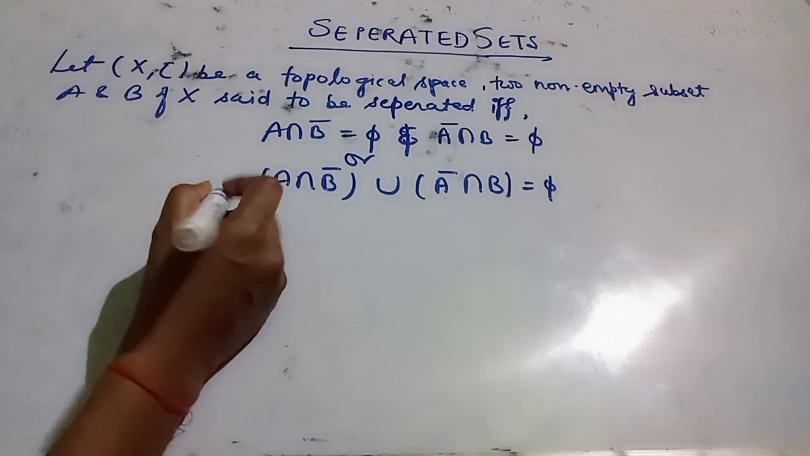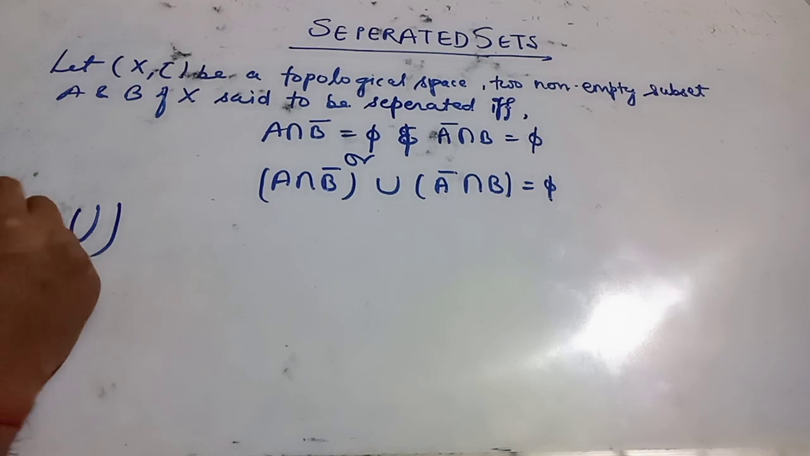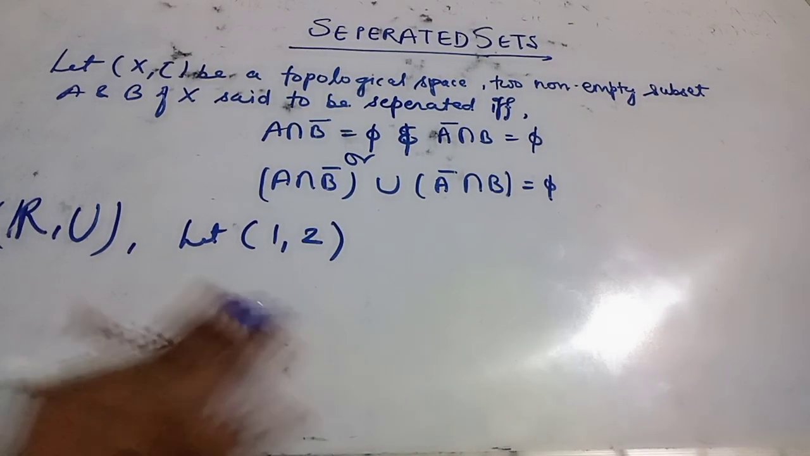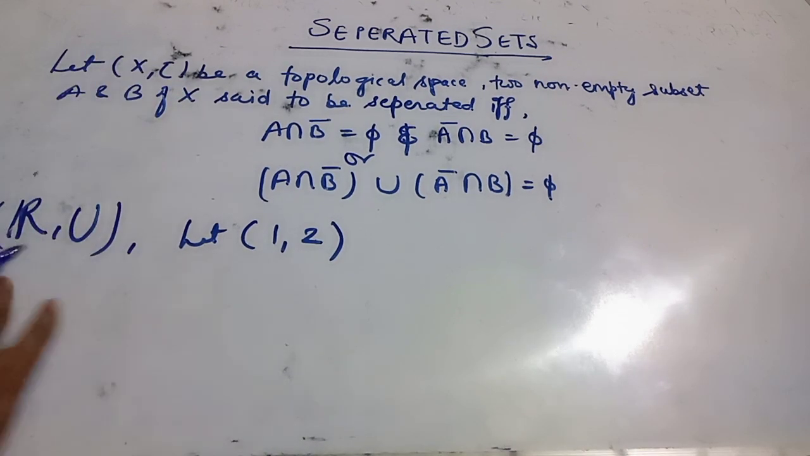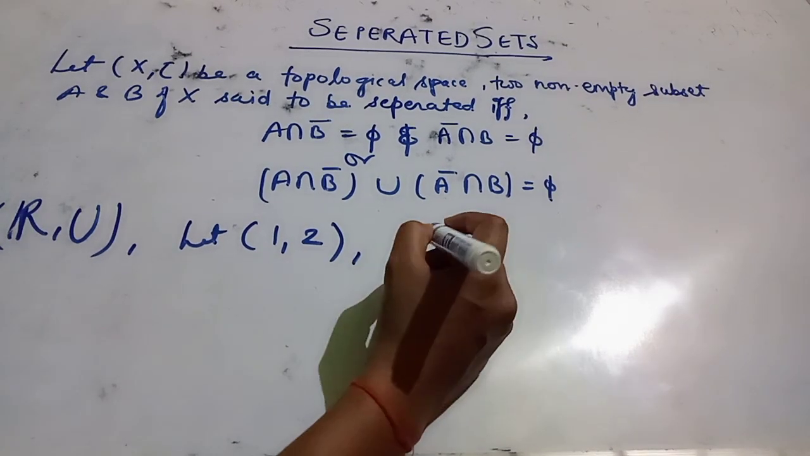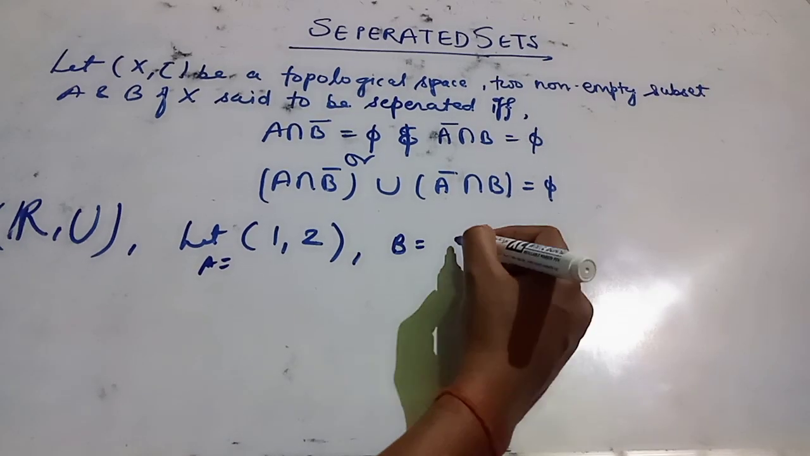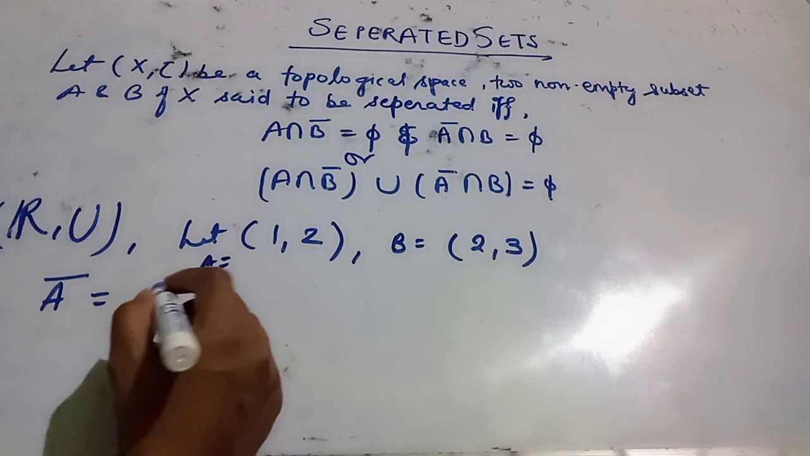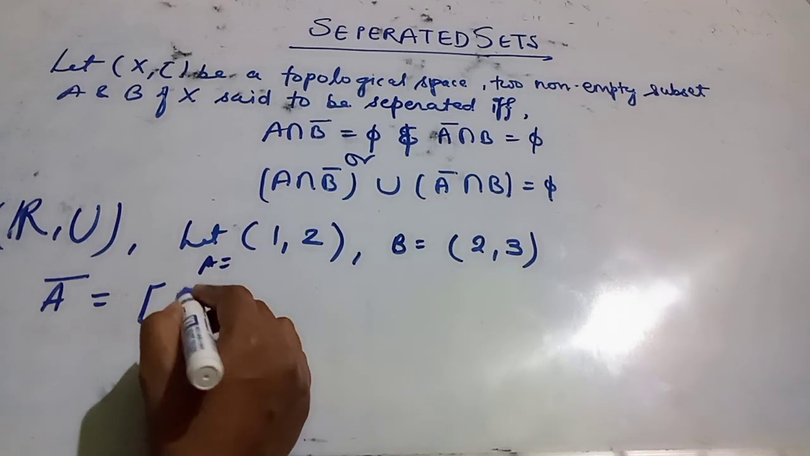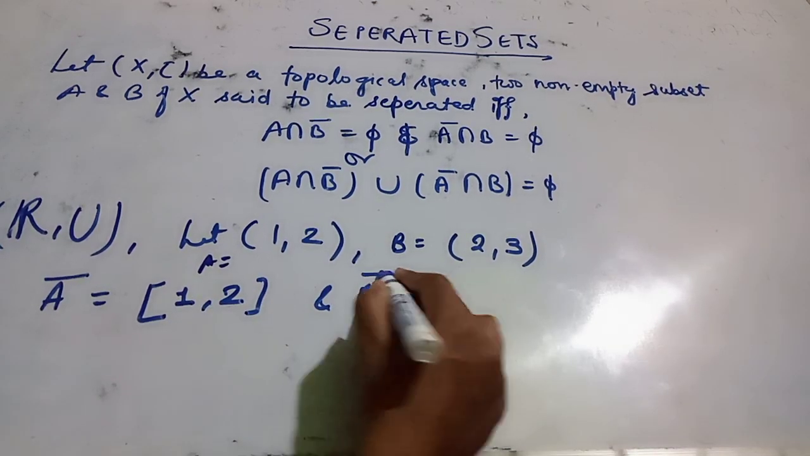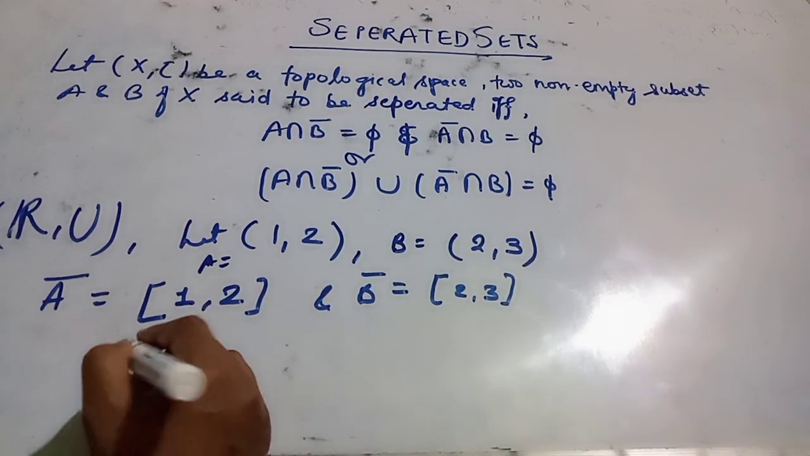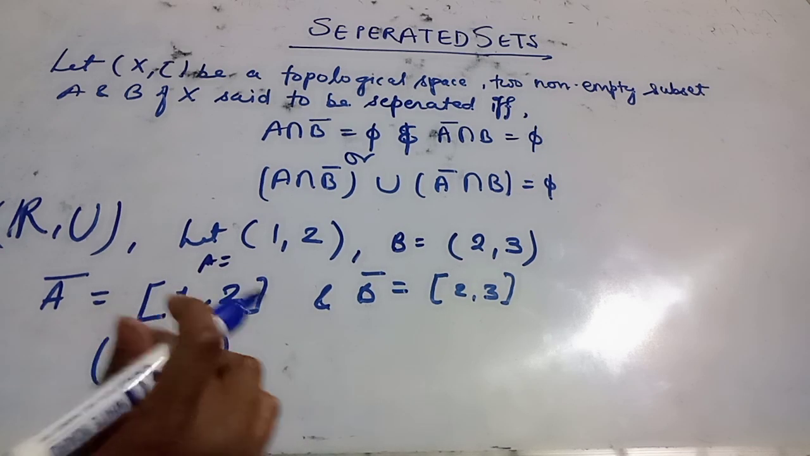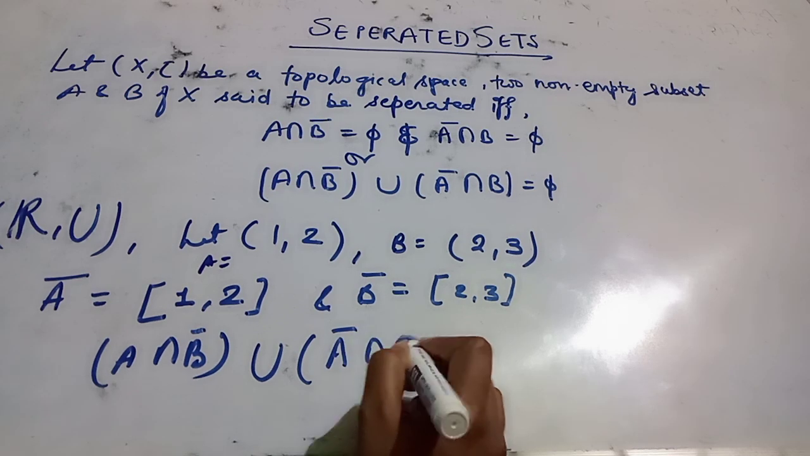So what is the application of these separated sets? If you take the usual metric space or usual space R with the usual topology, you can take any open sets, like one or two open sets. So this is an example of a separated set. Let A be (1, 2) and B be (2, 3). Then we need to find A closure. A closure is [1, 2], and B closure is [2, 3]. So if you take the intersection of A closure and B closure, and A intersection B closure, with the definition, the union of A closure intersection B, that will be phi.